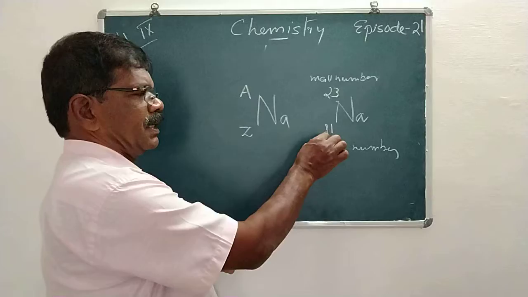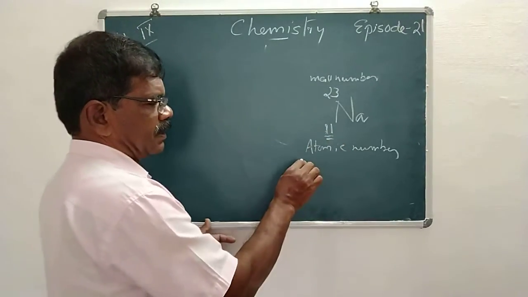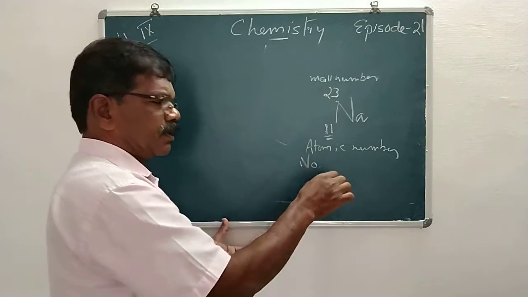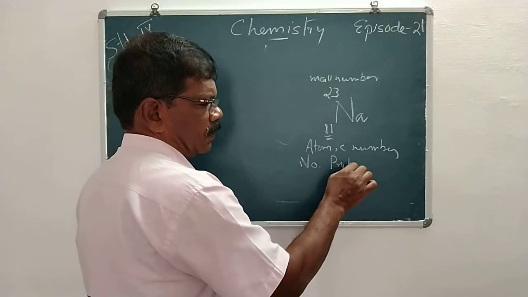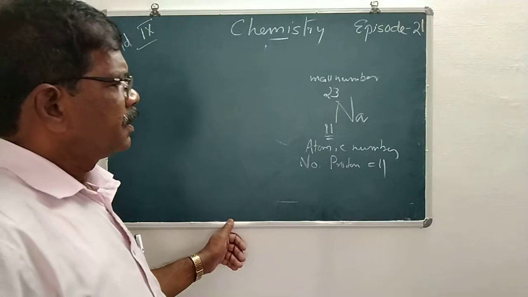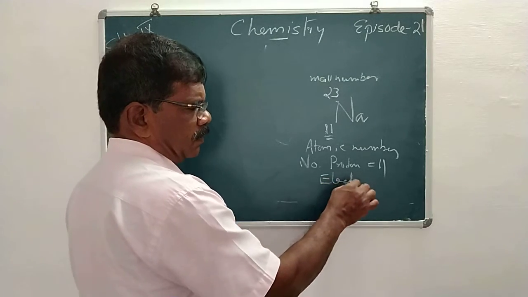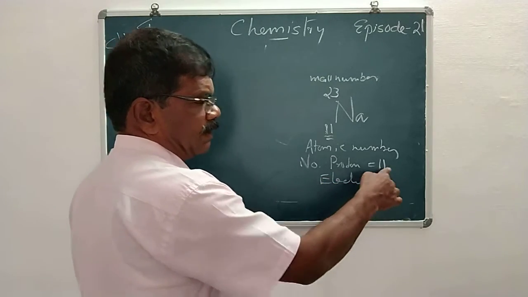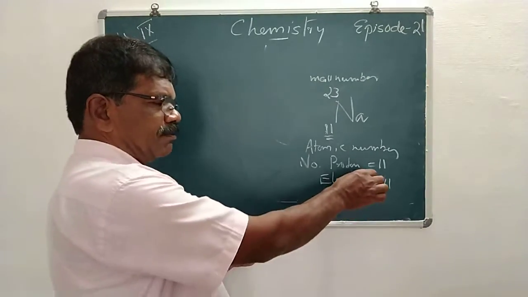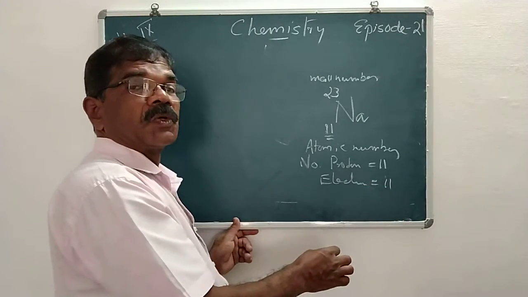Atomic number means 11. That means it contains the number of protons. How many protons are there? Atomic number is equal to number of protons, so protons is equal to 11. It contains 11 protons, so its atomic number is 11. If the number of protons is 11, the number of electrons is also 11. In every atom, the number of protons and the number of electrons are the same. Then, if we know the number of electrons, we can write the electron configuration.